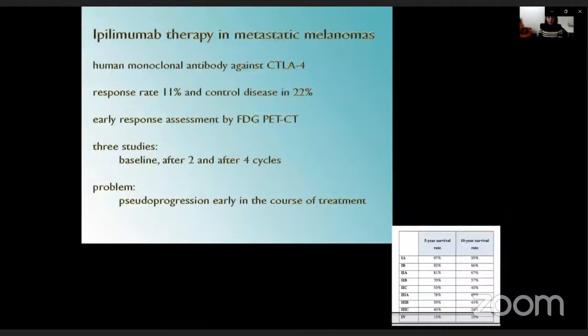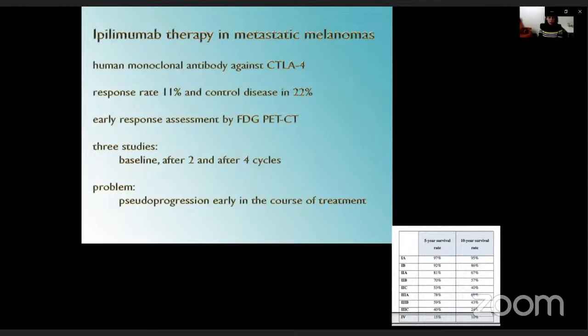Let me show you our first results in patients with metastatic melanoma. We started this study in 2010 in patients with metastatic melanoma, stage 4, who got monotherapy with ipilimumab, because at that time no other immune checkpoint inhibitors were FDA approved. Ipilimumab was quite good, with a response rate of 11% and control of disease in 22% of the cases. This is a prospective study.